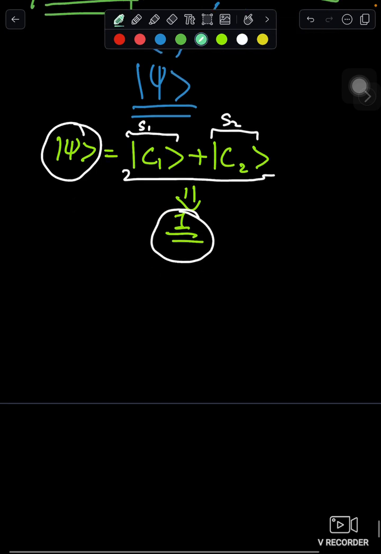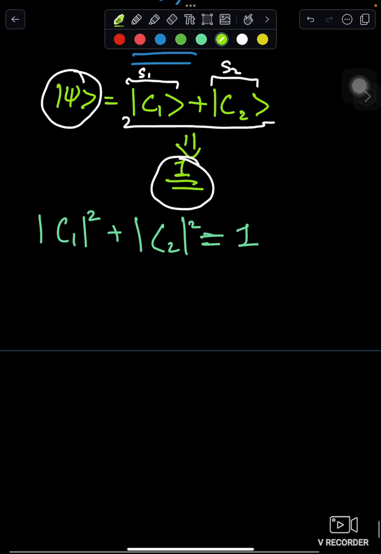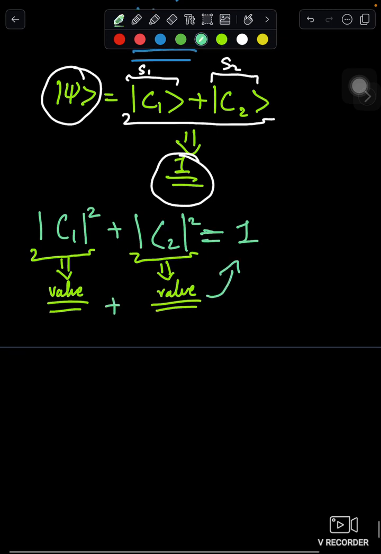So if I want to write how it should be, it's the state probability of 1, C1 squared, plus the state probability of C2 squared, equal to 1. This shows that the probability of a particle being in state 1 has a certain value, plus the probability of being in state 2 has a certain value, and the addition of the probabilities should result in 1.